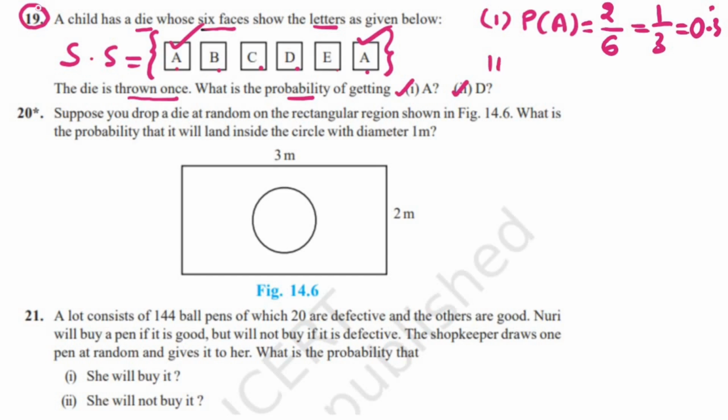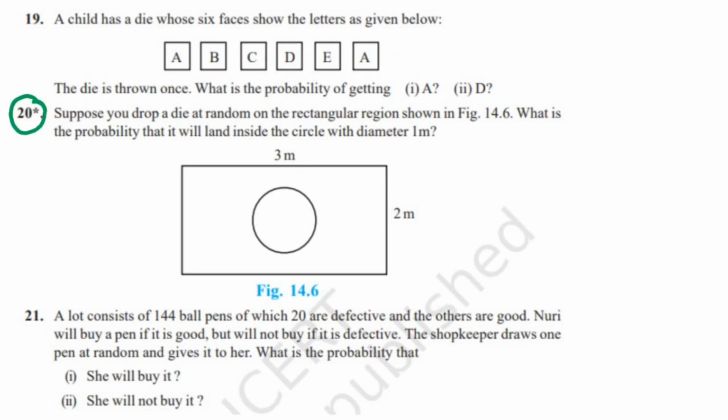The second one, what is the probability of getting an alphabet D when the dice is rolled once? So there is only one D out of the 6 choices or outcomes, so 1 out of 6, and this is also a number less than 1, so this is the probability of getting a D.